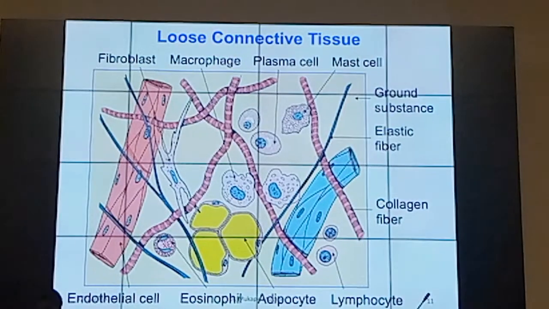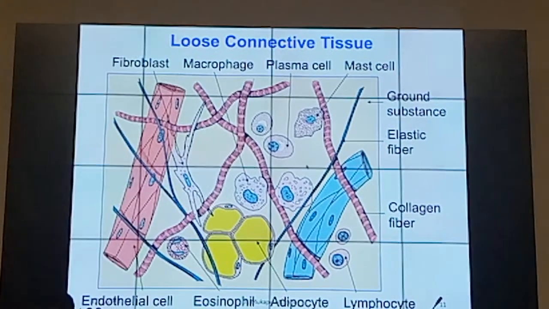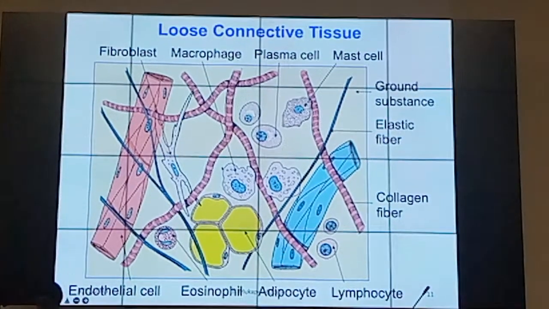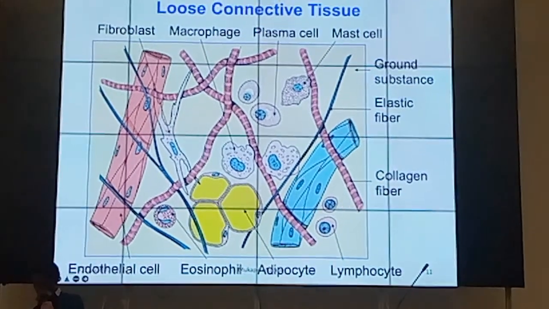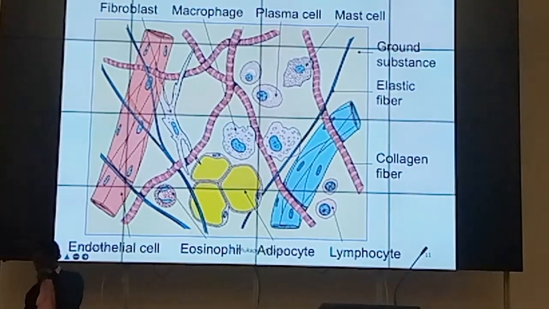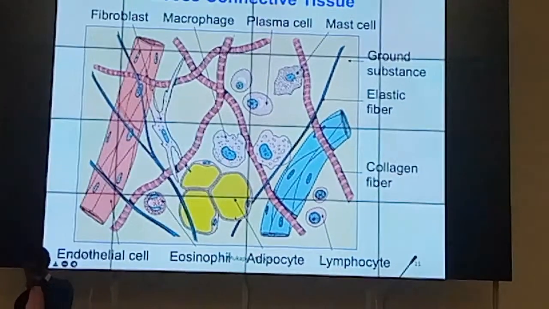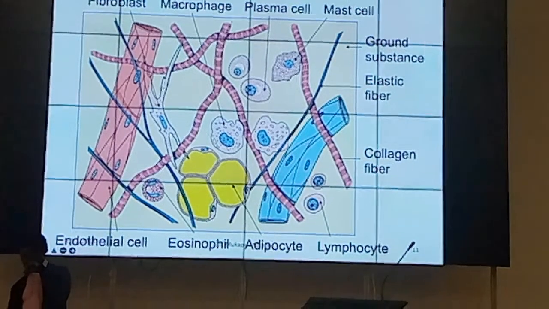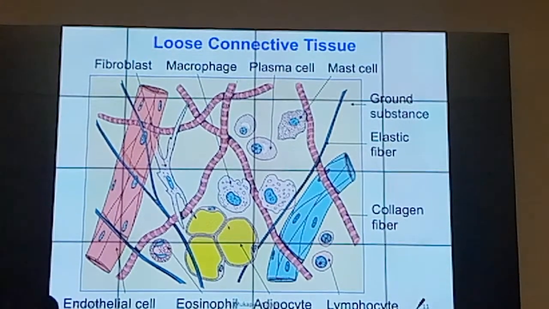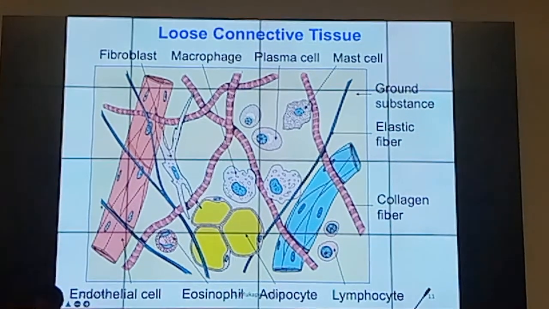This is another example of loose connective tissue. We can see the fibroblasts, other cells like macrophages, plasma cells, and so on. This is a blood vessel. Another blood vessel there. And you can see the collagen fibers and the elastic fibers. Then filling the space between cells and the protein fibers is the ground substance.